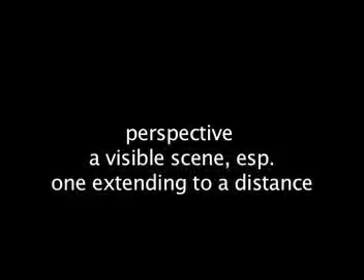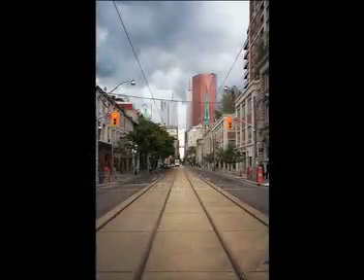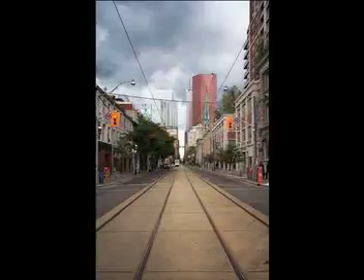Perspective is a visible scene, one extending to a distance. Now, what this means is perspective can be seen in a way of parallel lines, like railroad tracks. They appear to meet at a distance, which is called the vanishing point, called the geometric horizon. It's at the level of the viewer's eye.